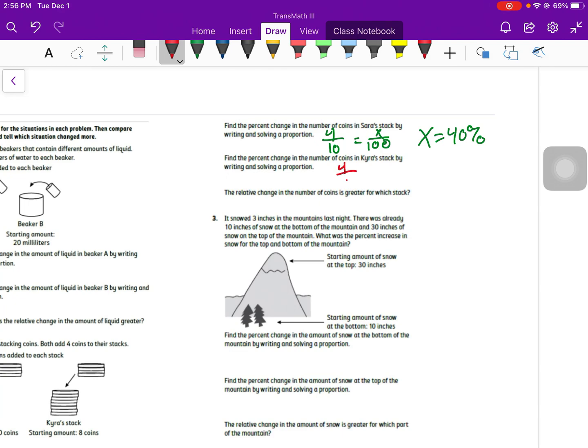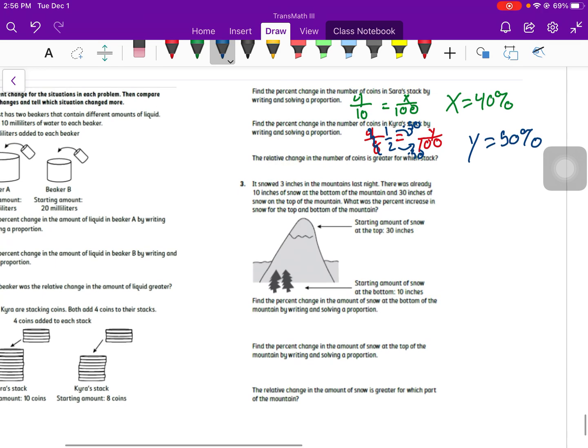Kira, on the other hand, added 4 to her stack of 8. Now this is one where you're going to have to do a little bit of work, because we can't just do 8 times something equals 100 very nicely. But 4 divided by 8 I can rewrite as 1/2. I can simplify that fraction, and then that's a little bit easier to do. Multiply by 50 going across. I get y equals 50%.